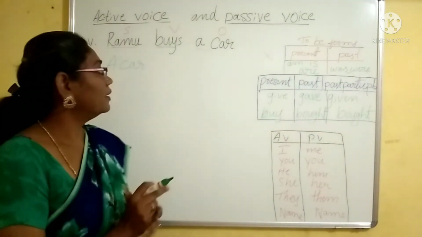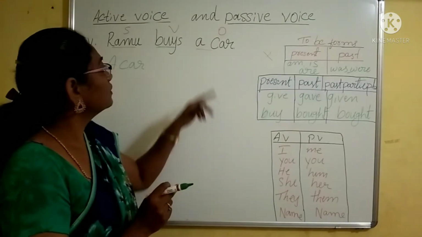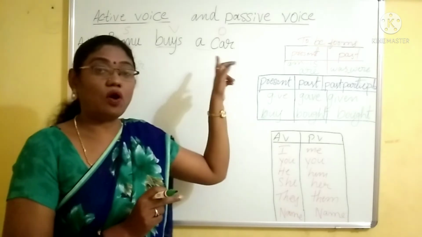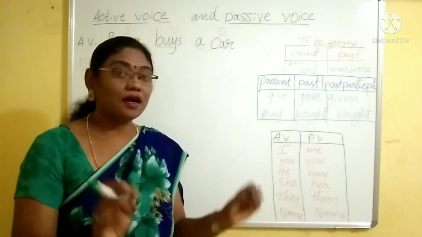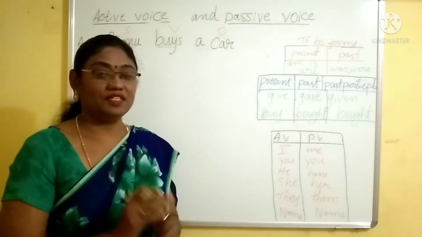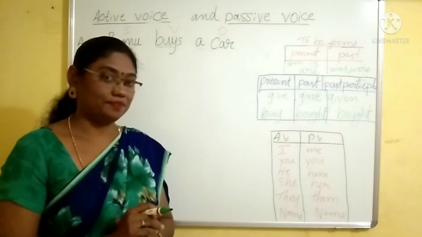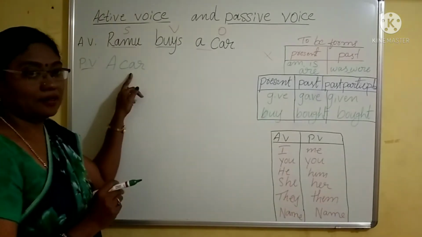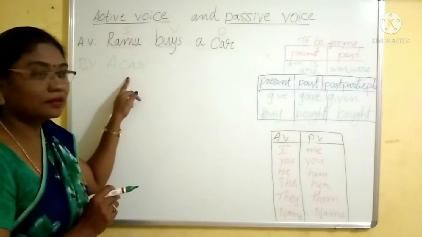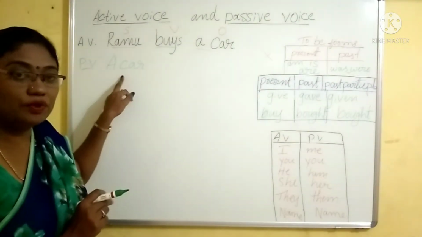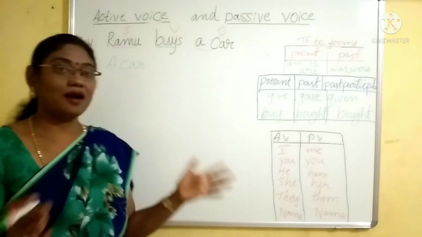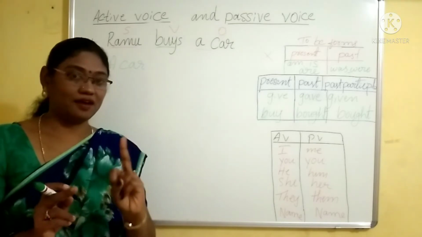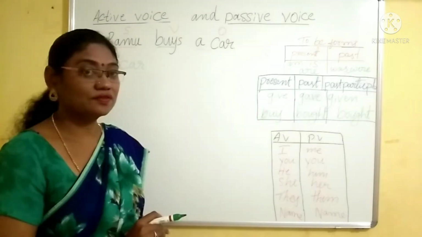Okay, and the next step is, you have to confirm whether the object is in singular or plural. This is also an important step. Now, a car. Is this singular or plural? Yes, a car indicates singular. It represents only one car, isn't it?